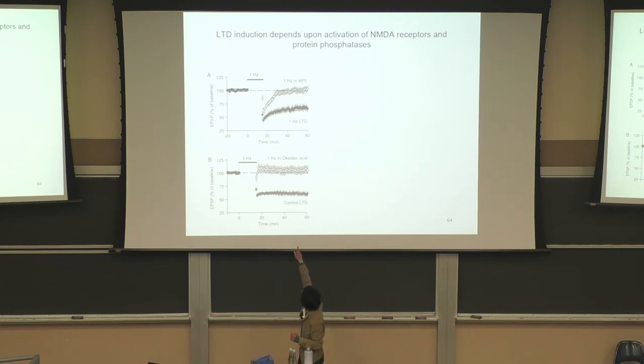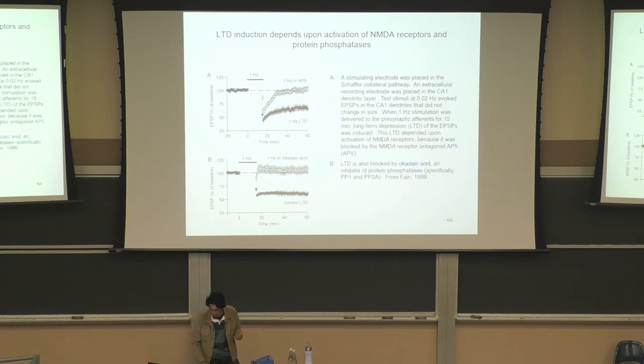And okadaic acid is an inhibitor of a phosphatase, and in the absence of that phosphatase working properly, you don't get LTD. So this shows two very important biochemical results, which is that you need both the NMDA receptor activity and phosphatase activity for long-term depression to happen. And through experiments of this sort, people have figured out conditions that slightly increase or decrease LTP and LTD and what chemicals and signaling pathways are necessary for these processes.